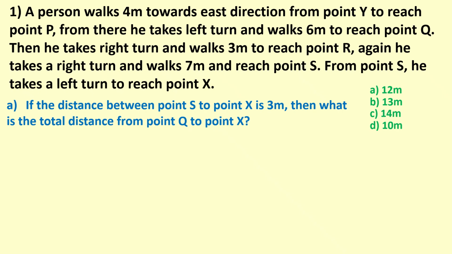So the first question says a person walks 4 meters towards east direction from point Y to reach point P. From there he takes a left turn and walks 6 meters to reach point Q. Then he takes a right turn and walks 3 meters to reach point R. Again he takes a right turn and walks 7 meters and reaches point S. From point S he takes a left turn to reach point X. So this is the question.